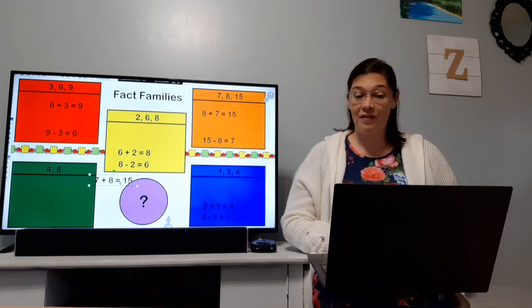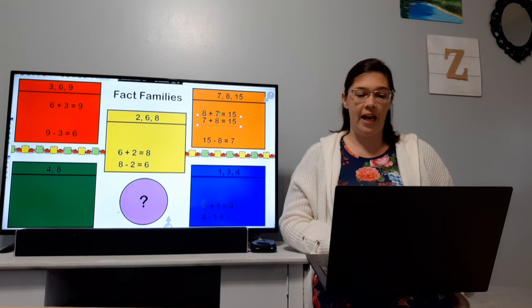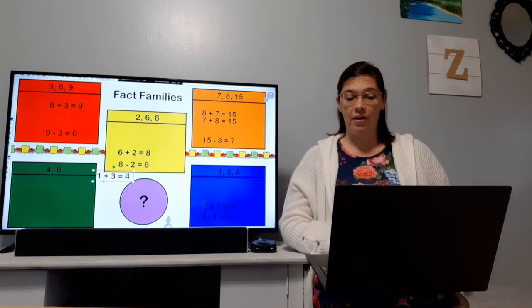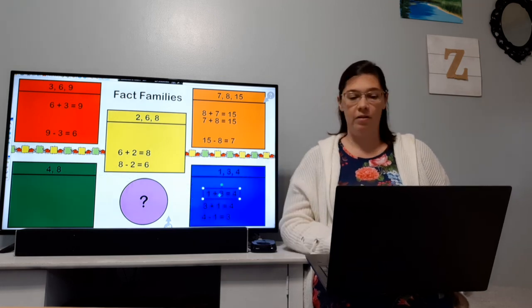7 plus 8 equals 15. Well, that's easy because those were just swapped, right? That goes in the same family, orange box. 7, 8, and 15, all in the same fact family. 1, 3, 4. 1 plus 3 equals 4. So that's going to go here in the blue box.